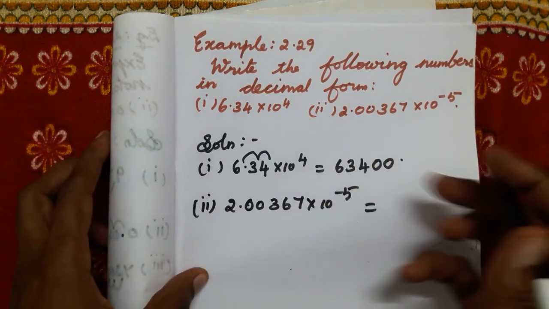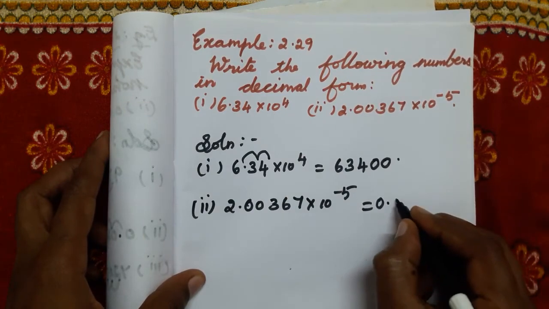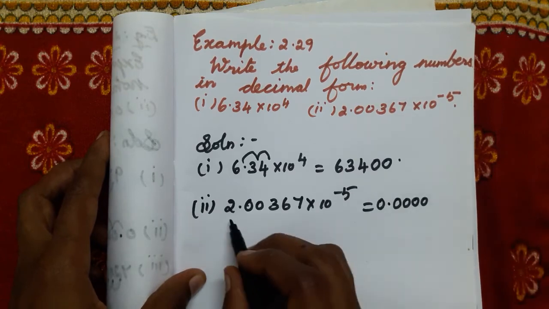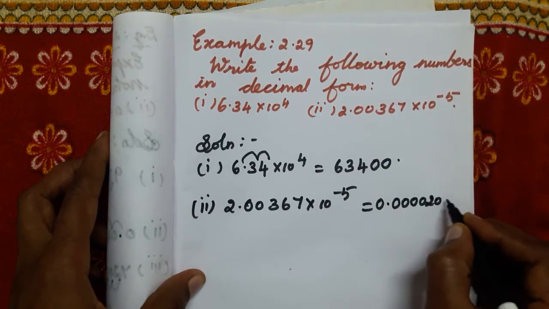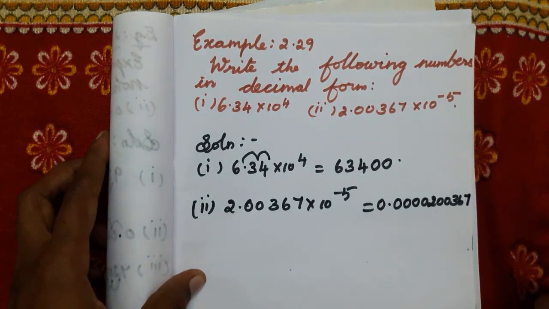How many zeros do we have to include? 4 zeros. 0 point, right-hand side. How many zeros did you get? 1, 2, 3, 4. Afterwards what did you get? 2, 0, 0, 3, 6, 7. Are you able to understand this?